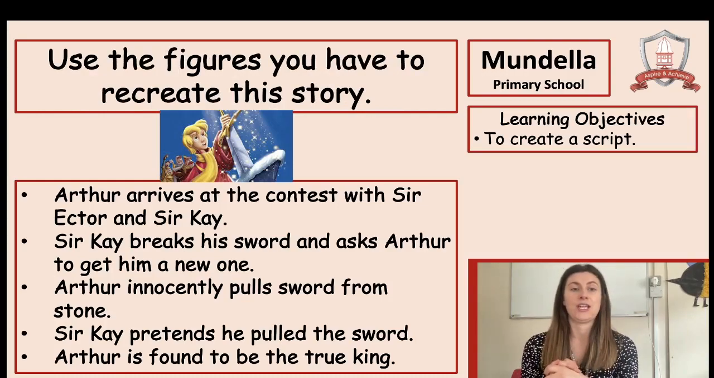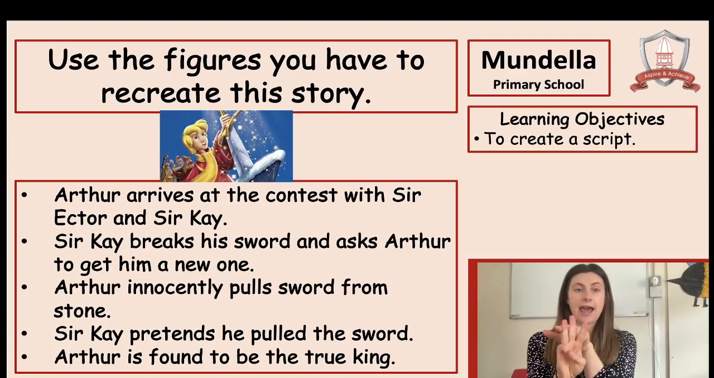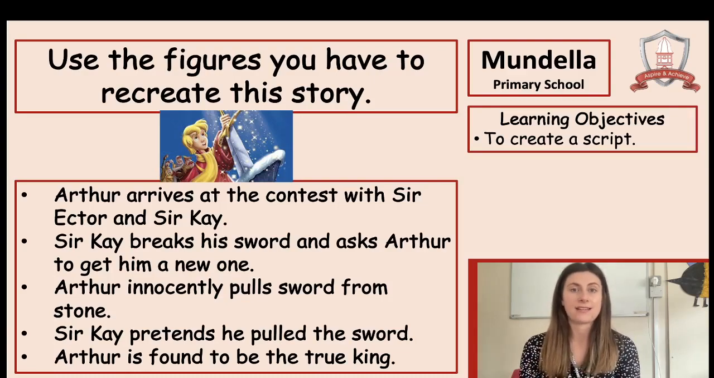So what I'd like you to do is I'm going to leave this up on the screen, the key events. I'd like you to pause the video using your characters. So you need 3. You need Arthur, Sir Ector and Sir Kay. I'd like you to pause the video and I'd like you to act out this scene, this story with your figures, and then press play when you're ready to carry on.